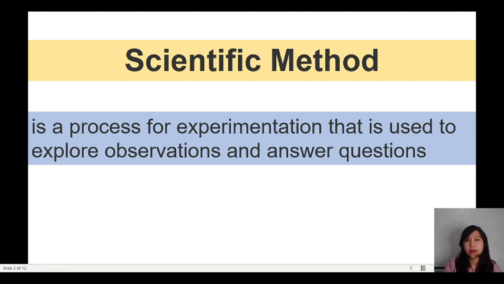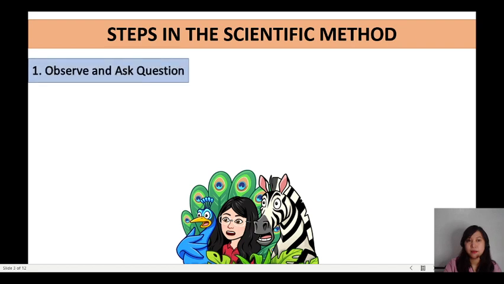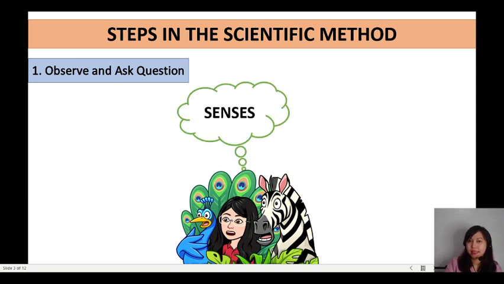Now, there are 7 steps in the scientific method. The first step is to observe and ask questions. We observe based on our senses. So we have the senses of sight, hearing, smell, taste, and touch. We can also observe based on quality, for example, the texture and the color, and also quantity, which involves numbers. For example, 40 ml of water.